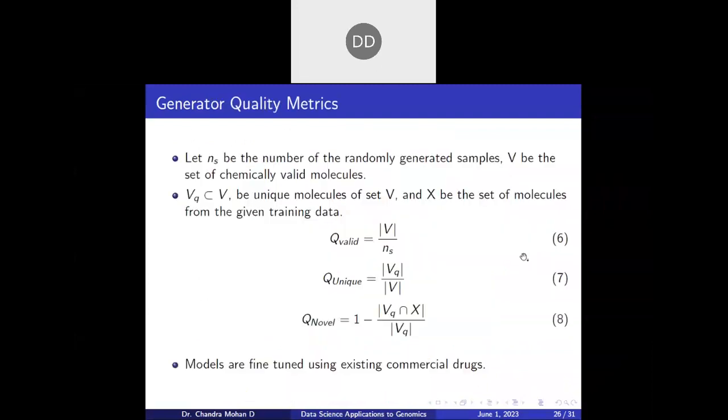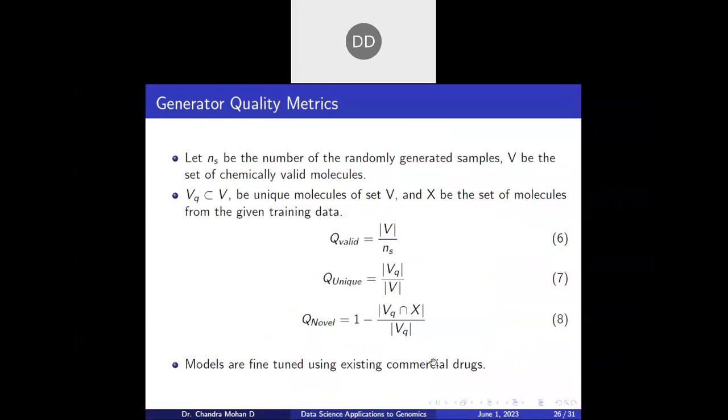So how can we validate it? These measures we use: valid and unique molecules, novelty. All these we can test. And by using existing commercial drugs, we can fine tune the LSTM models or generative adversarial network models, and we can generate the novel drug molecules.